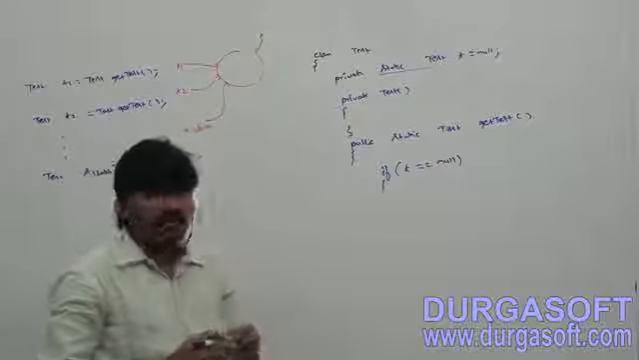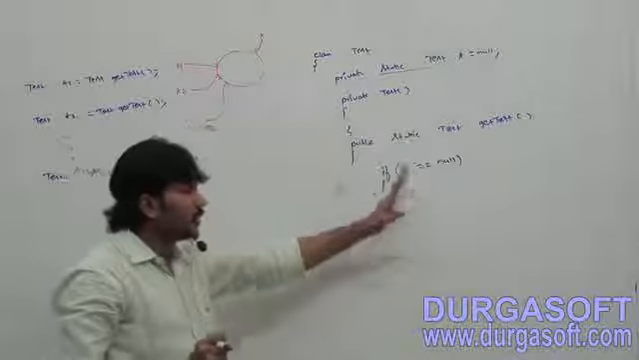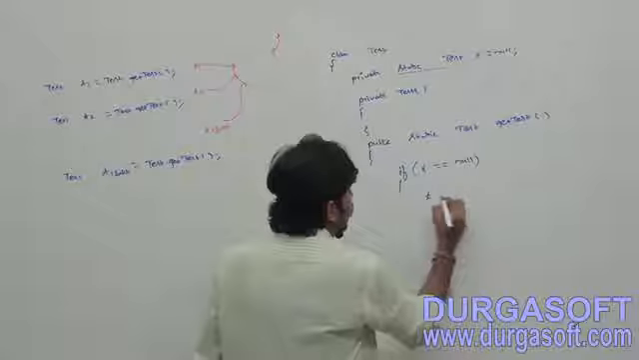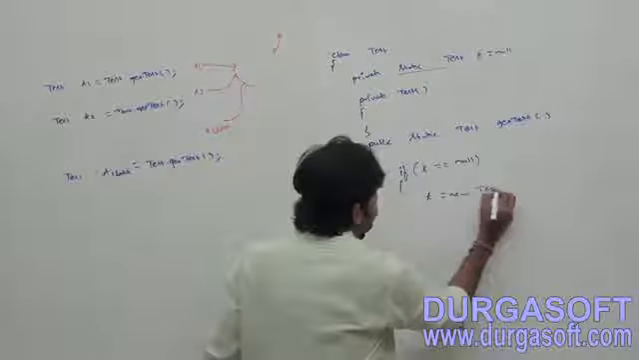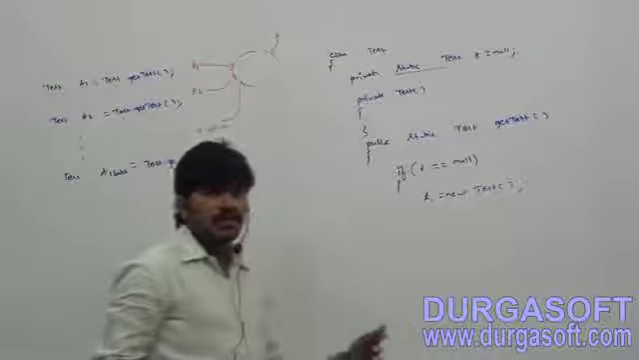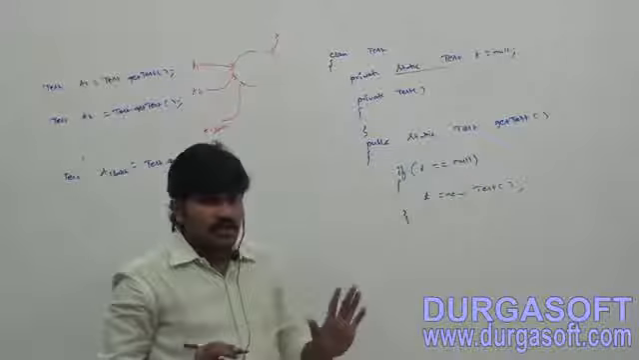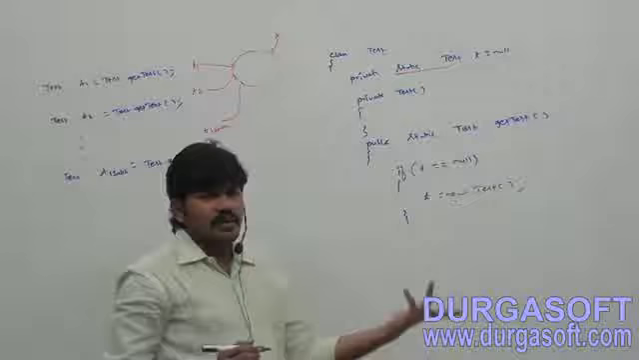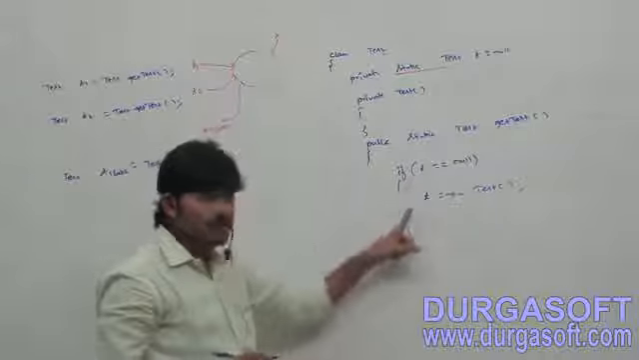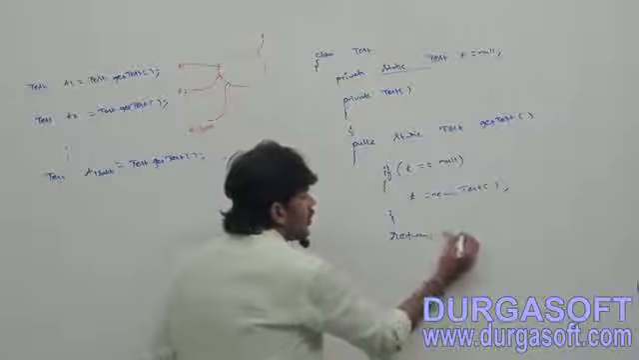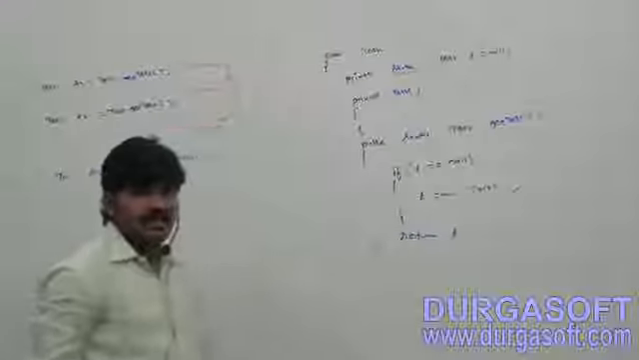If t is equal to null, the object is not yet created. If it is not yet created, create a new object: t is equal to new Test. If t is not null, then it won't execute. Then return t. That's all. Are you getting?